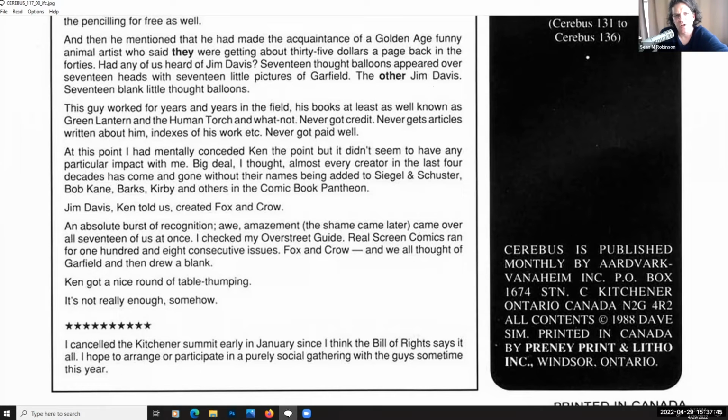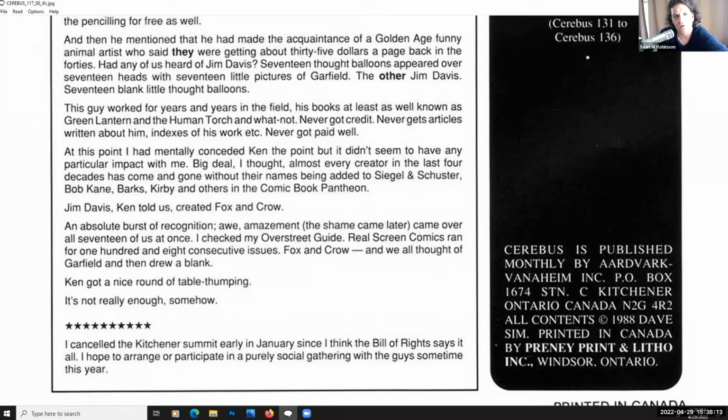This guy worked for years and years in the field. His books were at least as well known as the Green Lantern and the Human Torch and whatnot. Never got credit. Never gets articles written about him, indexes of his work, never got paid well. At this point, I had mentally conceded Ken the point, but it didn't seem to have any particular impact with me. Big deal, I thought. Almost every creator in the last 4 decades has come and gone without their names being added to Siegel and Schuster, Bob Kane, Barks, Kirby, and the others in the comic book pantheon.